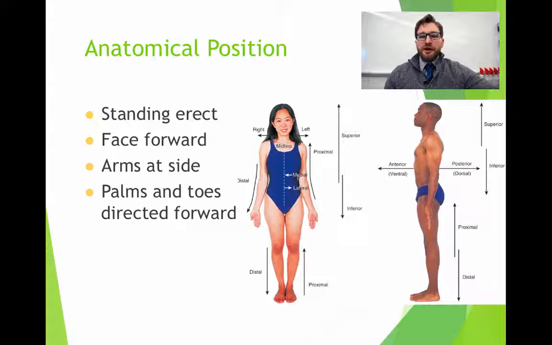So when we're talking about anatomical position, we're going to talk about an individual that is standing erect, facing forward, arms at the side, and the palms and toes are directed forward. So we can see two pictures here.